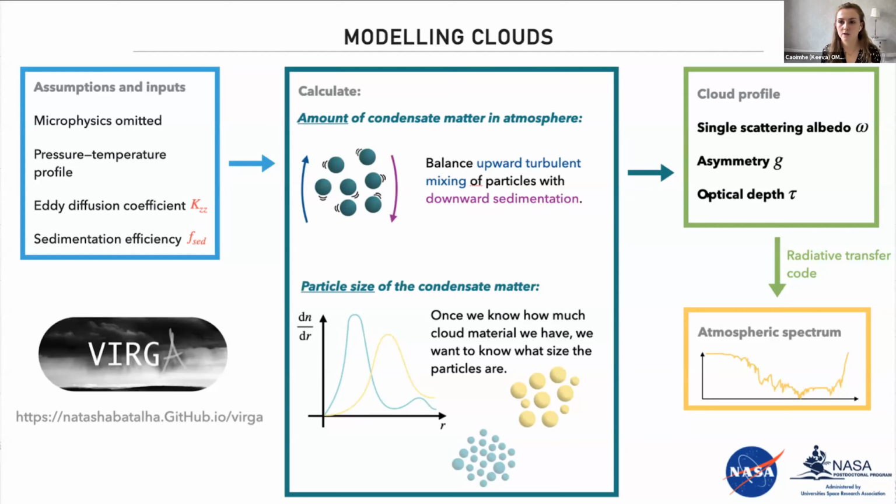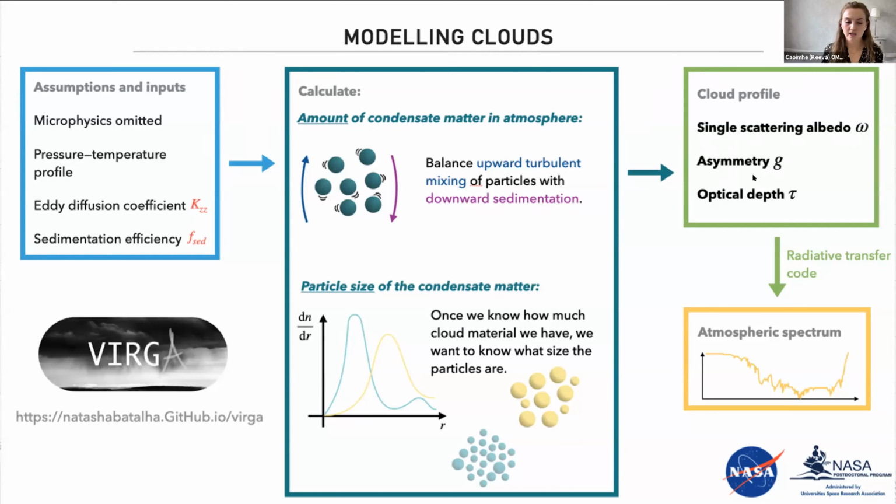Tying back into what Patrick was touching on, is how they reflect light. And how the clouds reflect light, so nothing to do with magnetic fields at this point, is defined by these three parameters. The single scattering albedo, so that's how likely it is that a particle would scatter light rather than just absorb it.